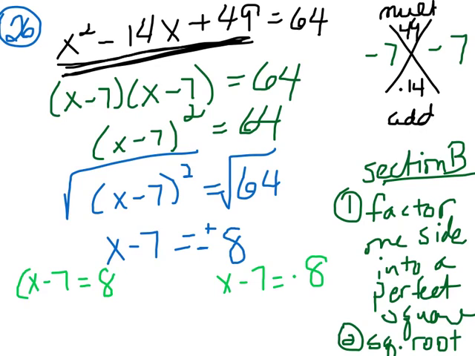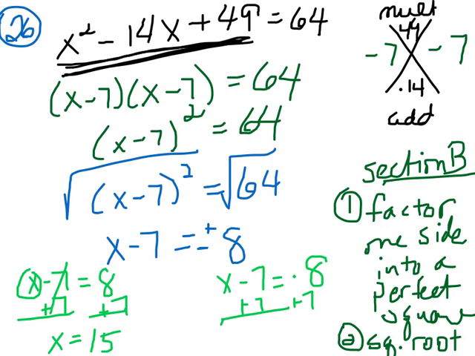All I got to do once I separate it is just solve for x. I could add 7 to each side, and I'd get a solution of x equal what? 15. And then on the other side, if I add 7, negative 1. There's my two answers. If I plug those in, both sides will be equal.